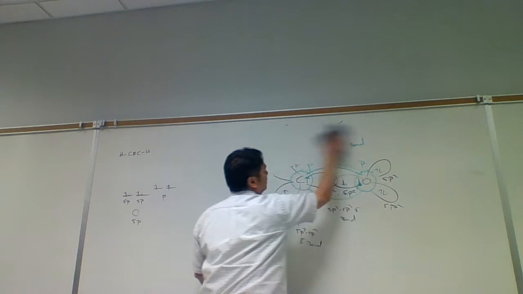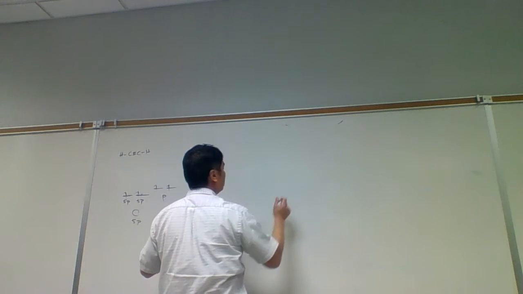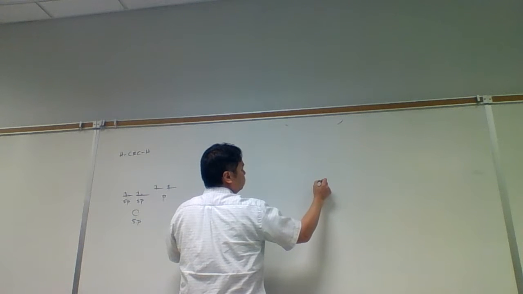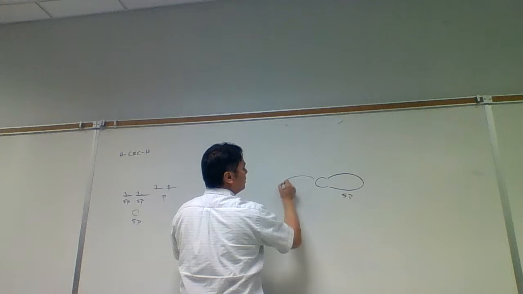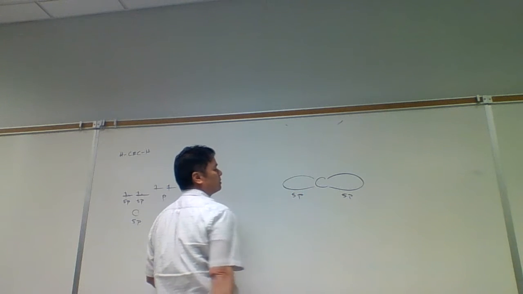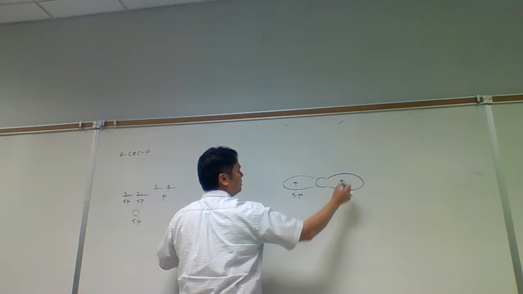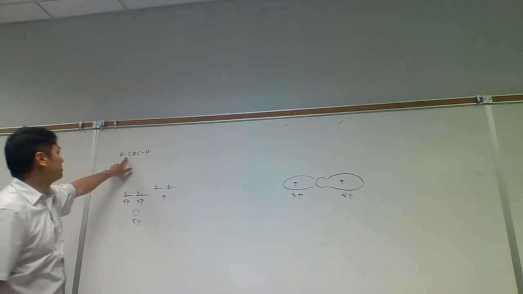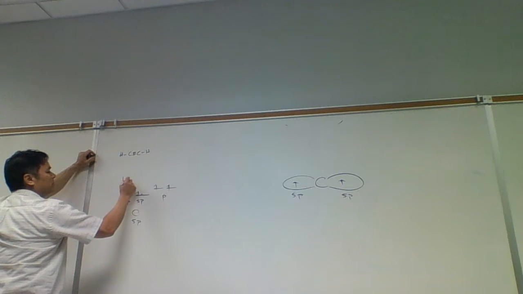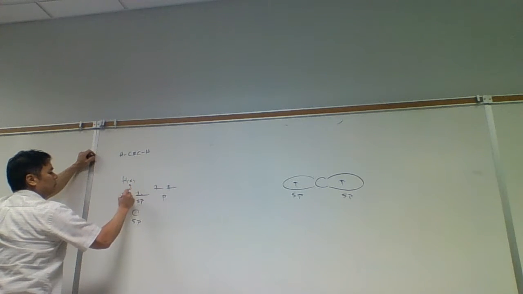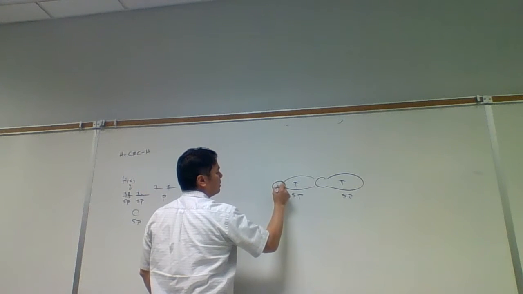So let's go ahead and draw this out. When we draw this out, we've got carbon sp here and another sp here. There's 1 electron in this sp, 1 electron in this sp. On the left it's bonded to a hydrogen. And so hydrogen must come in here with an s orbital and bond here. So hydrogen comes in here with an s orbital and bonds.